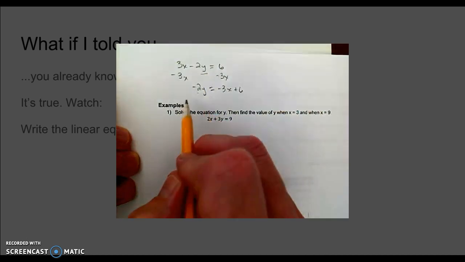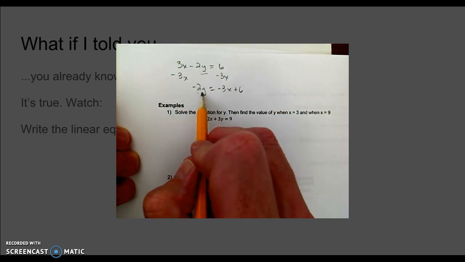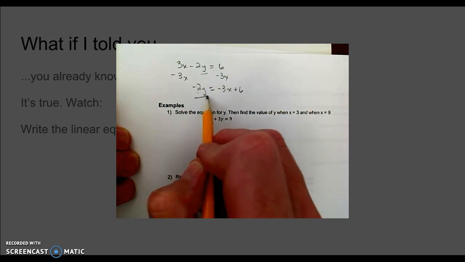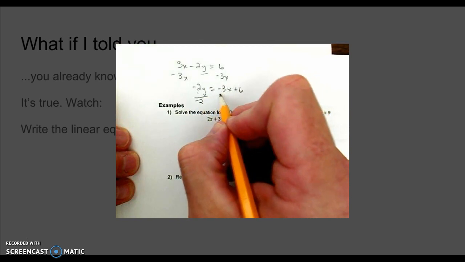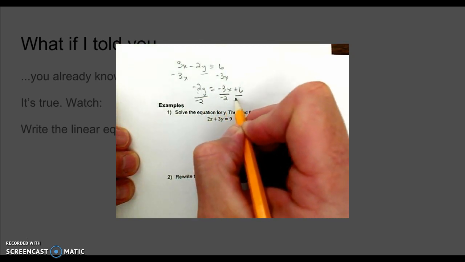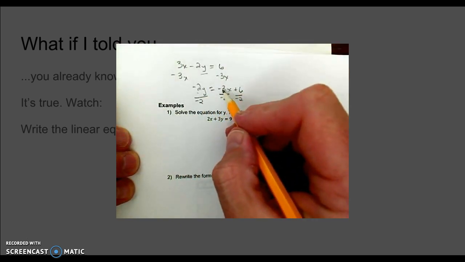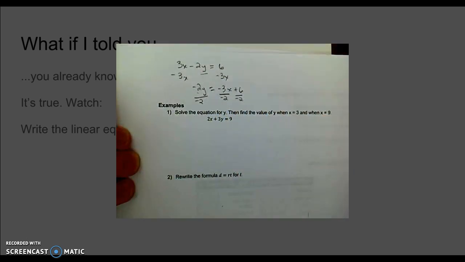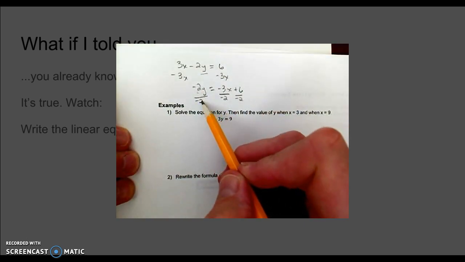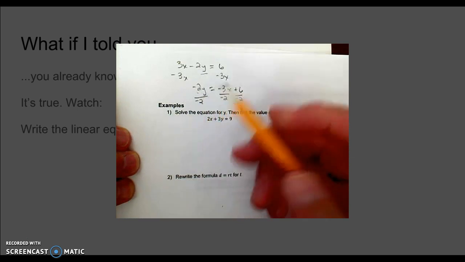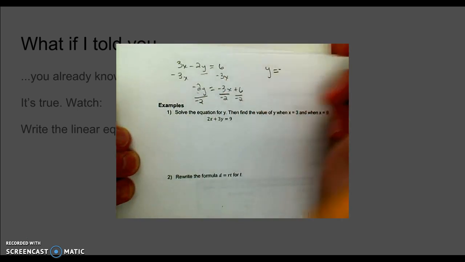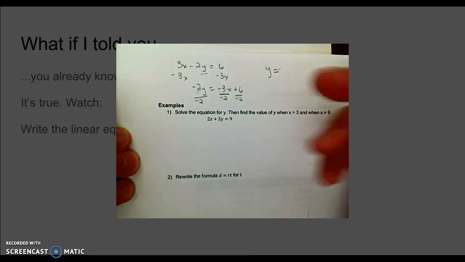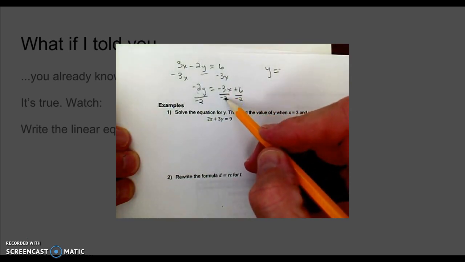Next, trying to undo multiplication. Y is multiplied by negative 2. We're going to divide by negative 2 on both sides of the equal sign. To make our lives a little bit easier, I'm going to show this as dividing negative 3x by negative 2 and 6 by negative 2. So the left side, negative 2 divided by negative 2, that's just 1. So I have y equals negative 3 over negative 2.